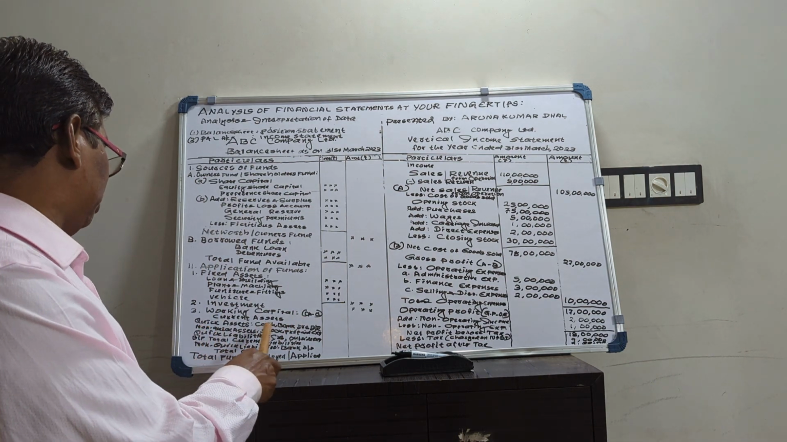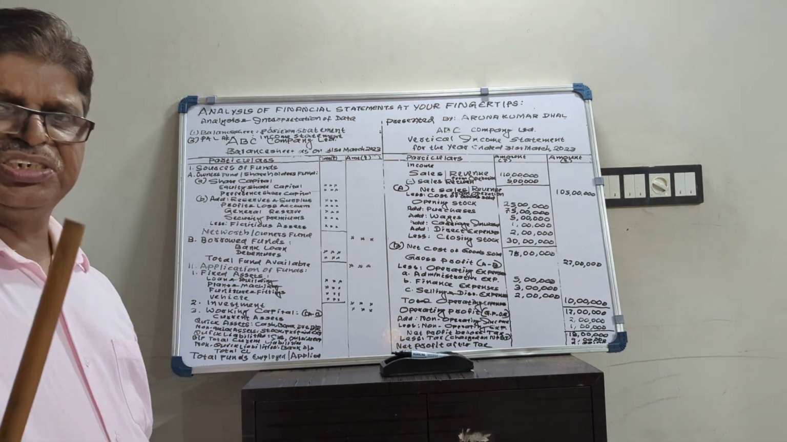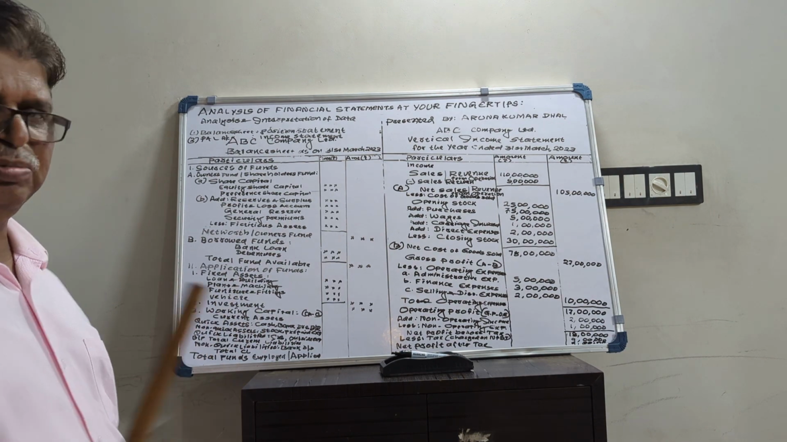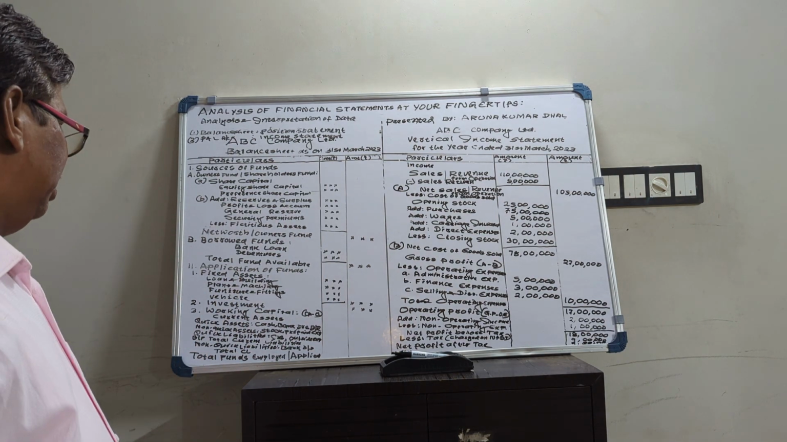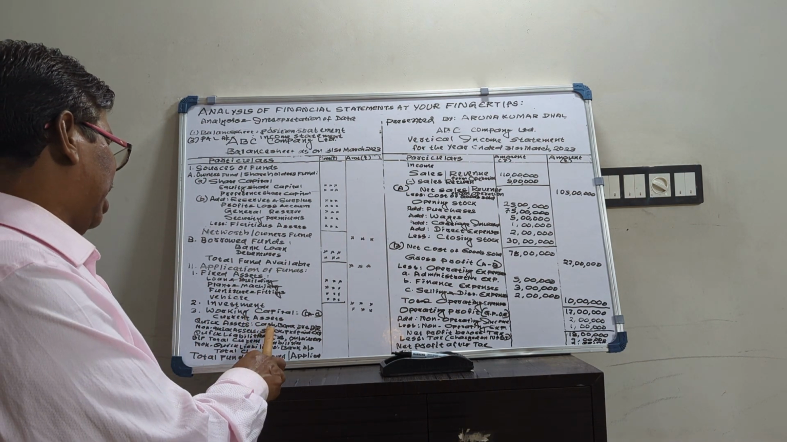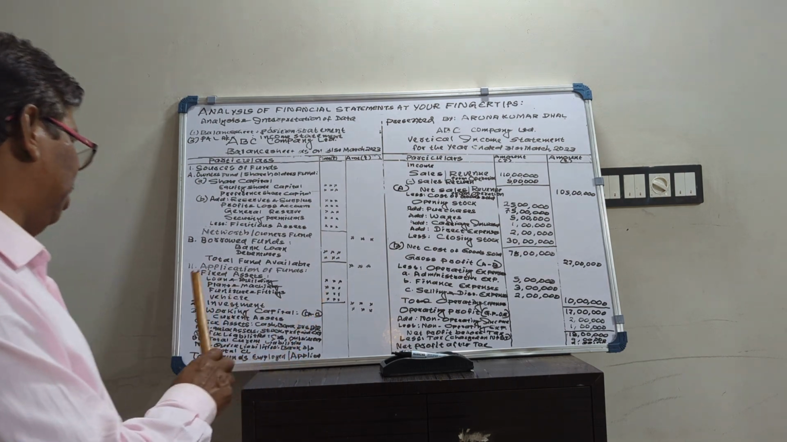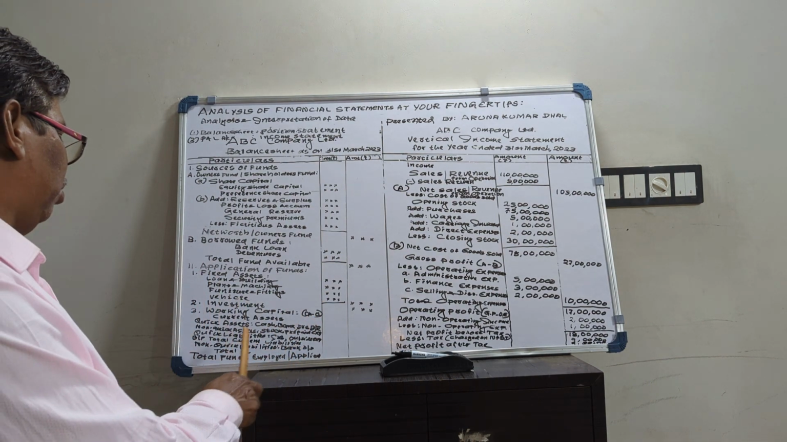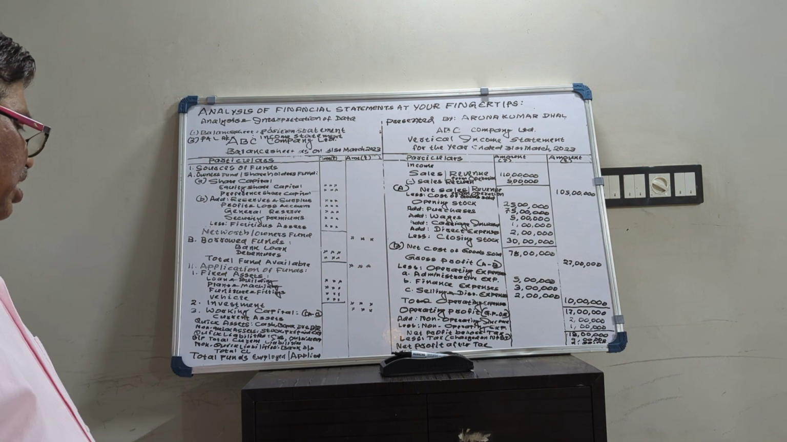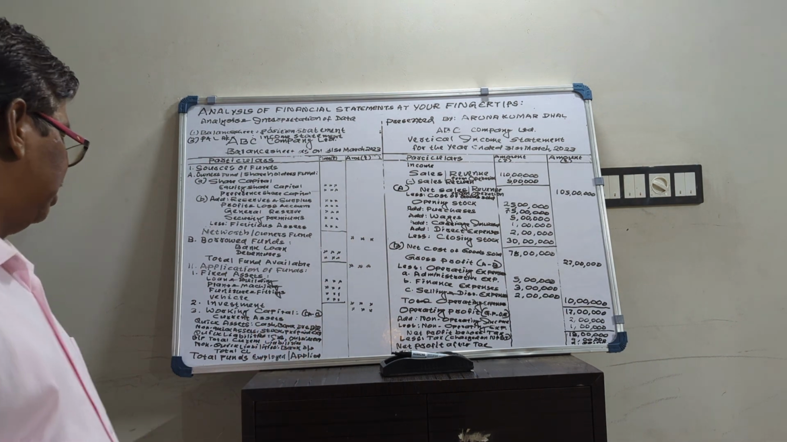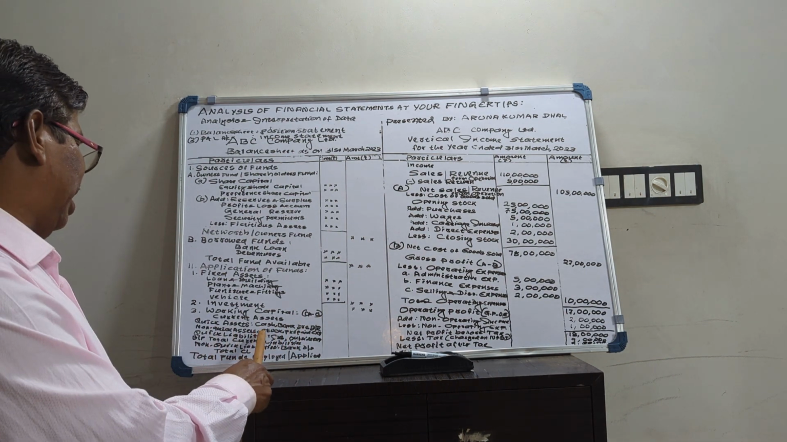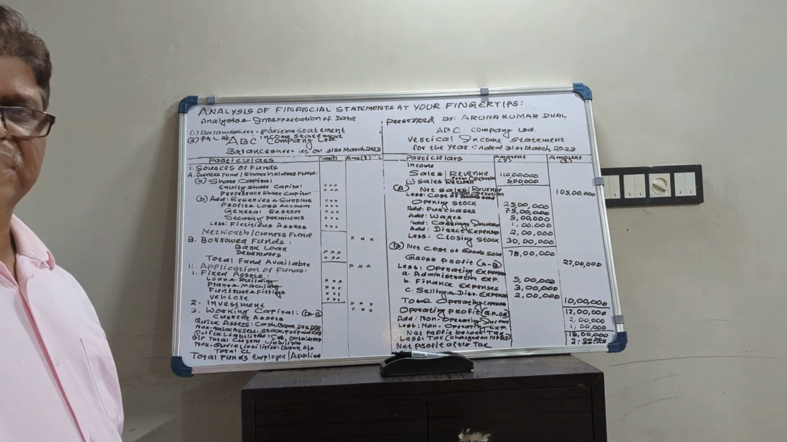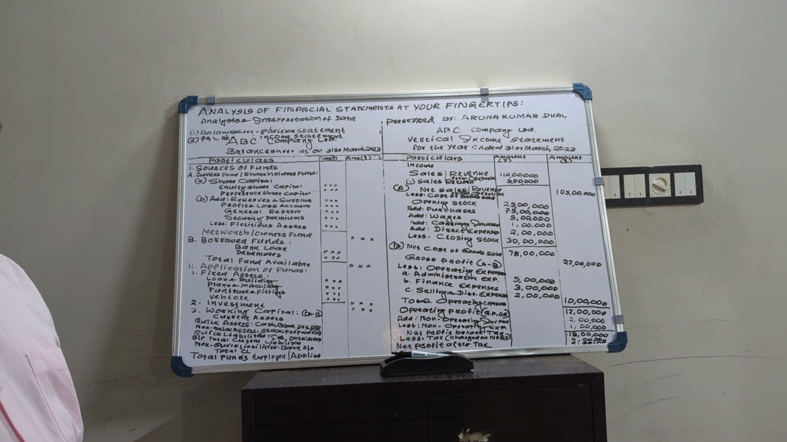That's why we have to calculate the quick ratio, that is quick assets by current liability. Quick assets include cash in hand, cash at bank, debtors, and bills receivable. They do not include inventory and prepaid expenses. Prepaid expenses and inventory are non-quick assets. In this case, the ratio should be 1:1.